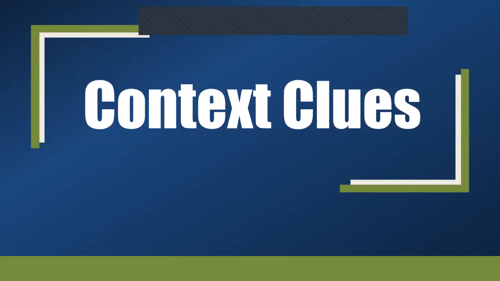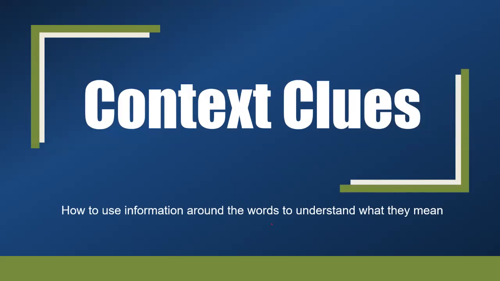Today we are going over context clues. So we are going to talk about how to use information around words to understand what they mean. Context clues is something that's going to help you as you read. It's going to help you with your vocabulary to better understand what you are talking about and what you're learning, what you are working on in your classes, and what you're reading. So let's take a look at context.